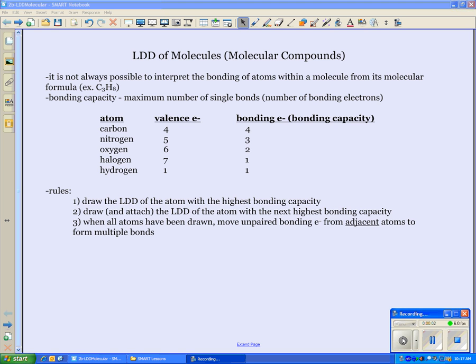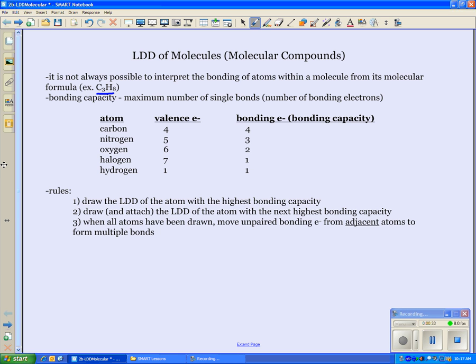In the last lesson, we looked at Lewis dot diagrams of ionic compounds. While we can draw those, they're not as helpful as Lewis dot diagrams of molecules. So we're going to look now at Lewis dot diagrams of molecular compounds. From the formula of some molecules, it's not easy to interpret how the atoms are bonded together. So for instance, methane, C3H8, that formula doesn't tell us anything about how the carbons and hydrogens are bonded together.